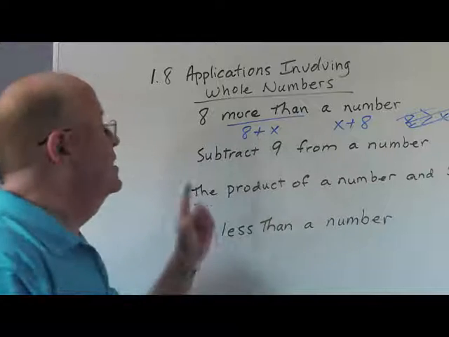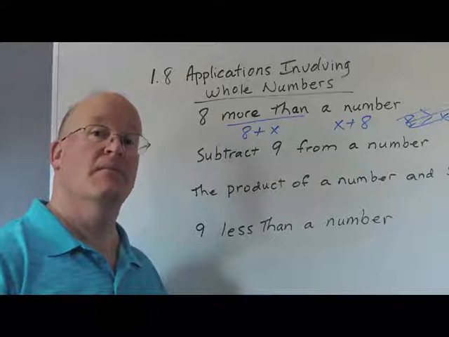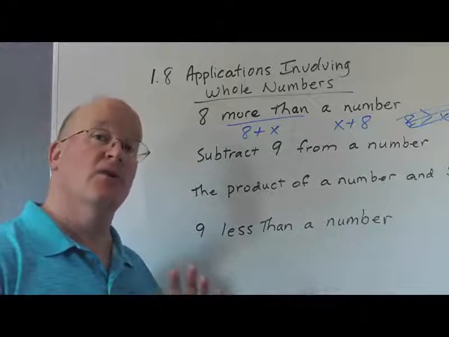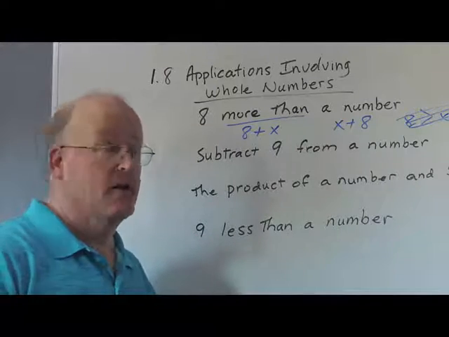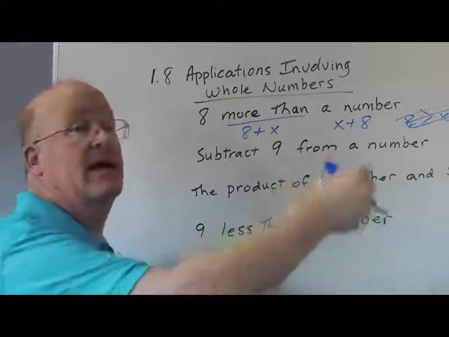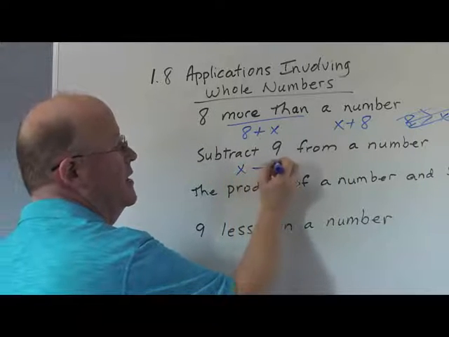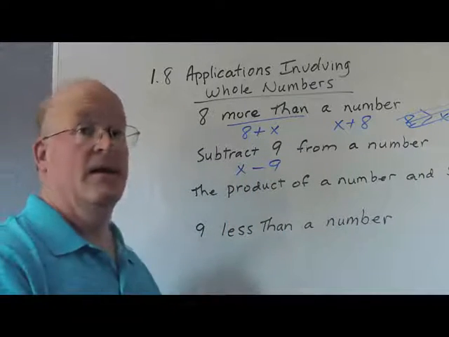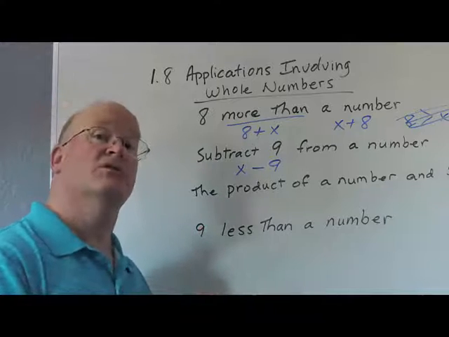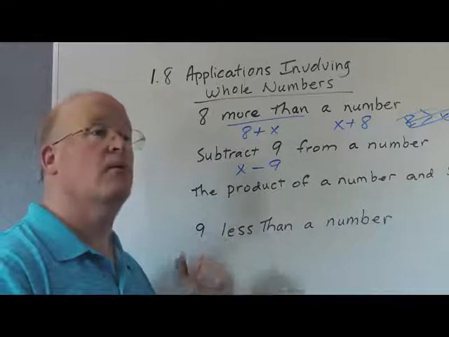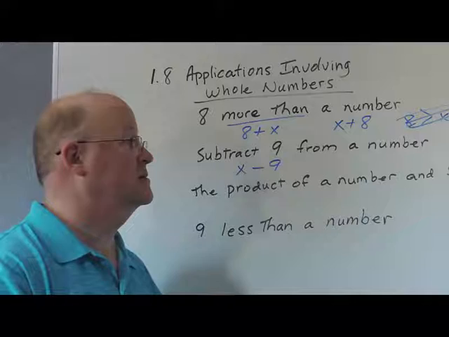Subtract 9 from a number. Now we have to look at subtraction very carefully. The 9 is being taken away from the number, and so we're going to start with the number and then subtract 9. Be careful, subtraction is not commutative, and we cannot write that as 9 minus x.